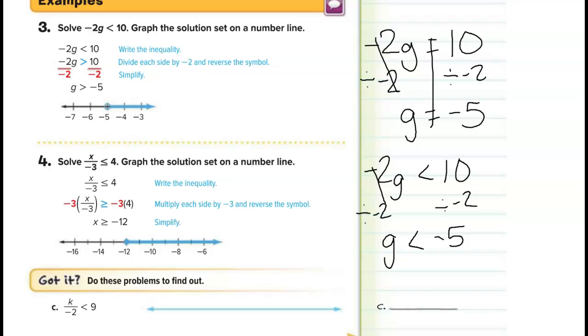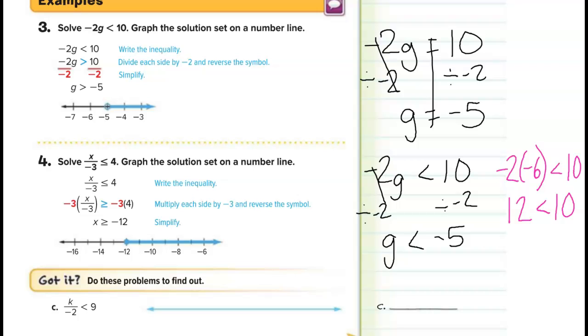What is a number that would be less than negative 5? Negative 6, right? So let's say g is negative 6. So if I take negative 2 times negative 6, that should be less than 10, right? So what is negative 2 times negative 6? A negative times a negative is a positive, so positive 12. Is 12 less than 10? No. So what can I do to make this true?